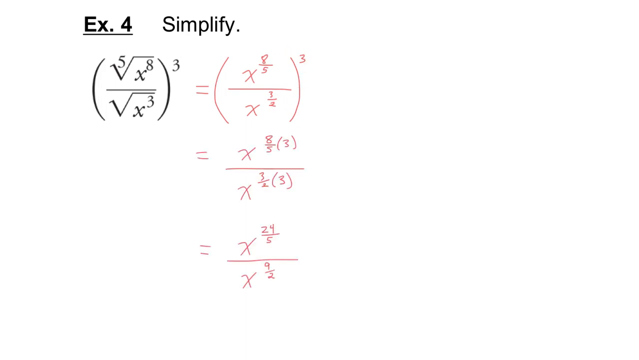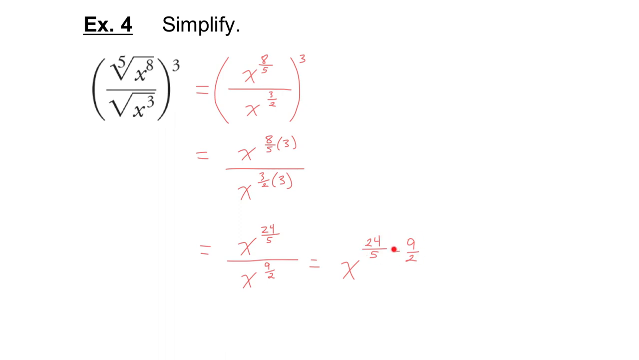Now, this exponent of 3 applies to the numerator and the denominator, power of a power rule, so multiply your exponents. So 8 fifths times 3 is 24 fifths. 3 over 2 times 3 is 9 over 2. Now I'm dividing powers with the same base, so I will subtract my exponents. And this is where you might have trouble. 24 over 5 minus 9 over 2.